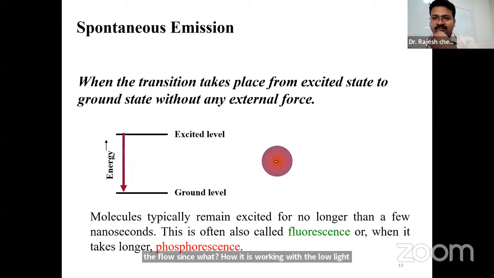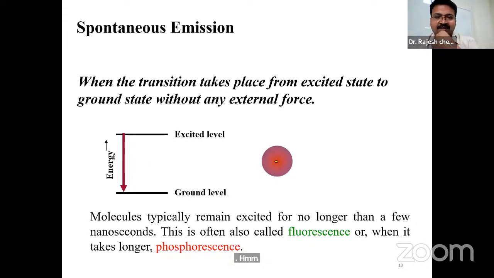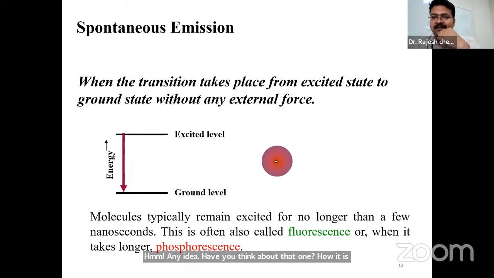Any idea? Have you thought about that one? How is it working in fluorescence mode? Why do we have some radium lights and radium bulbs? How is it working with low light? Have you thought? So you have to think. So what is happening? What is the mechanism here?